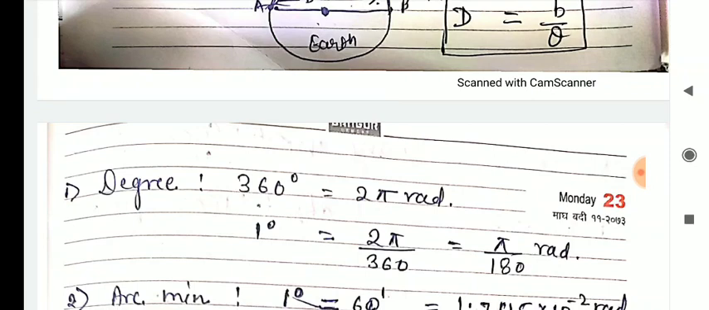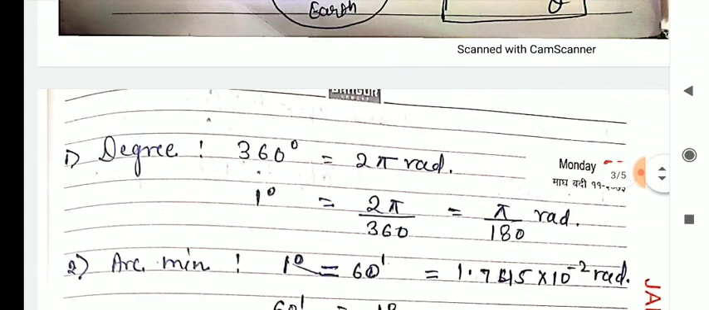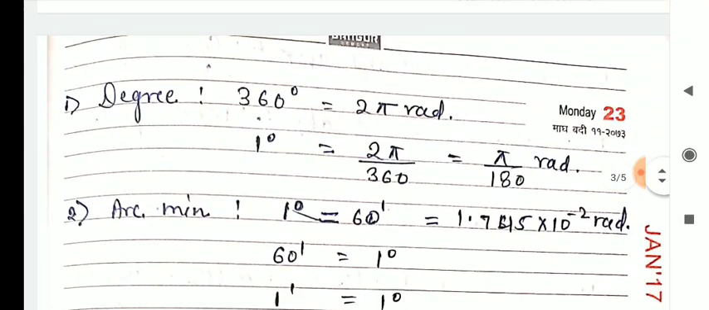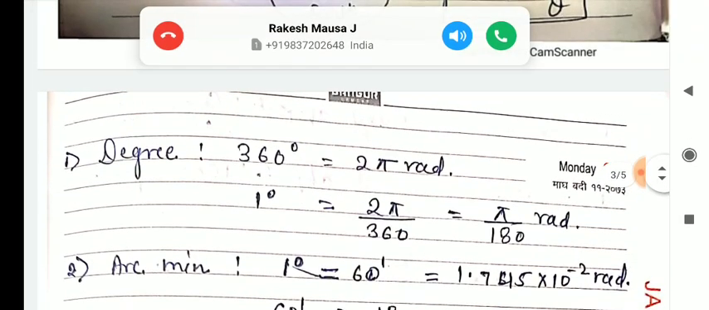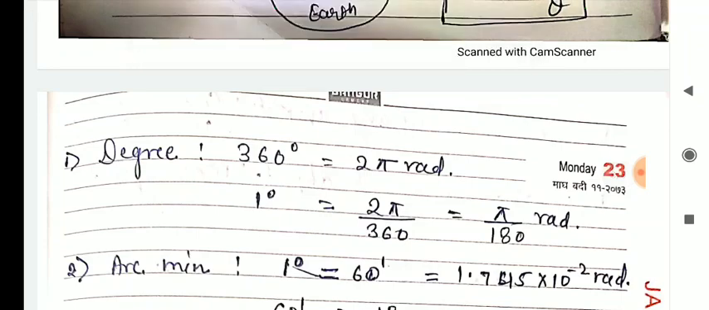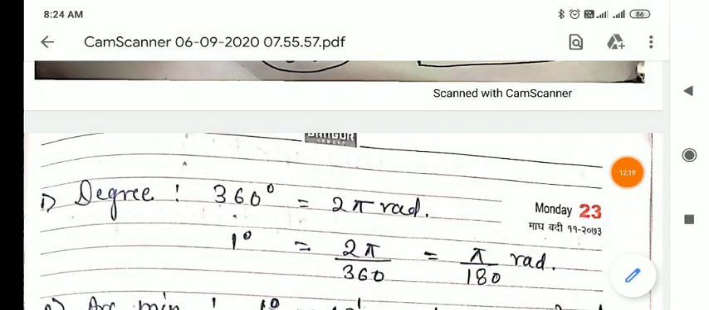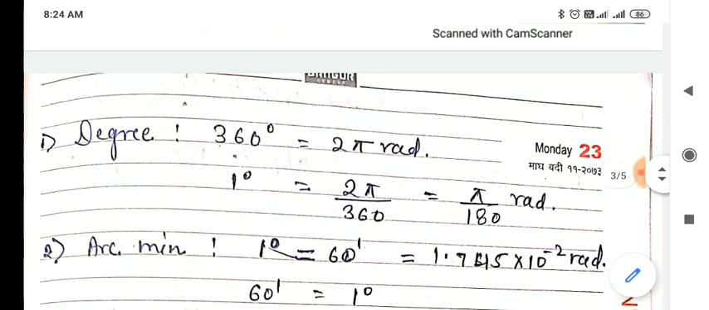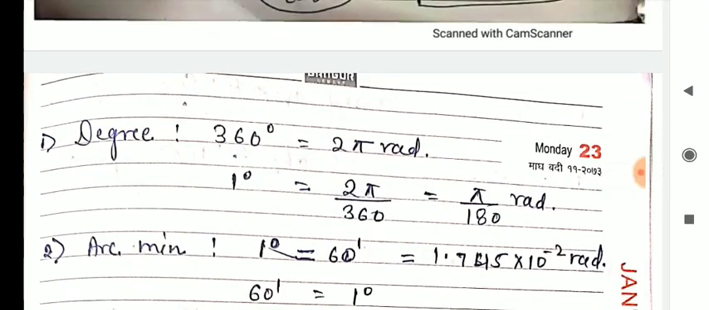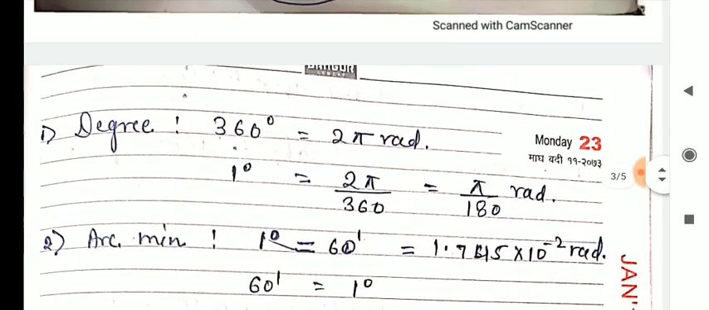So we have here some conversions, that is the conversion of degree, arc minute or seconds into radian. You can write down a heading over here: conversion between angle and time. So very first we have degree. As we know, 360 degree equals 2 pi radian, or we can write 360 degree equals 2 pi.